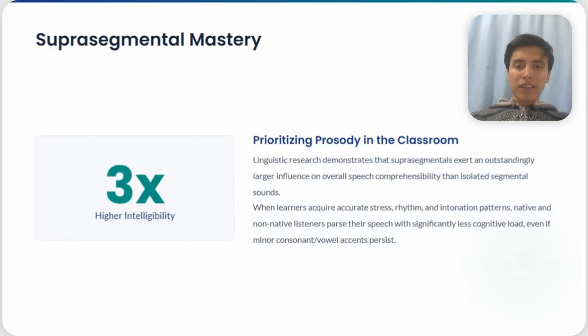This slide, suprasegmental mastery. It is worth highlighting that linguistic research consistently demonstrates that suprasegmental features have three times larger impact on overall speech intelligibility than the individual vowel or consonant sounds. So if a student has a slight accent on their consonant sounds, but their stress, rhythm, and intonation are highly natural, they will be easily understood.